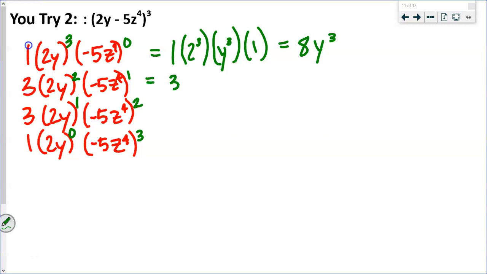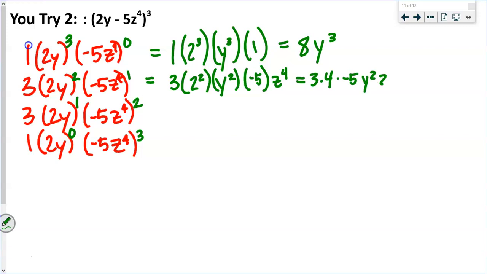This is going to be equal to 3 times 2 squared y squared. And then we've got our negative 5 z to the fourth, right? So that's going to be 3 times, should I write this out for y'all? 3 times 4 times negative 5 y squared z to the fourth. So that's 3 times 4, that's 12, times negative 5 is negative 60, right? So that's going to be negative 60 y squared z to the fourth.